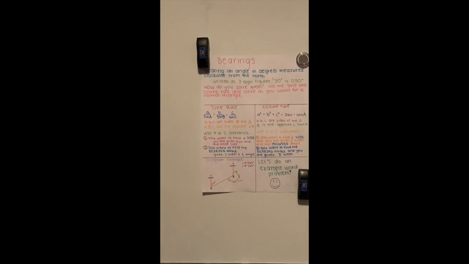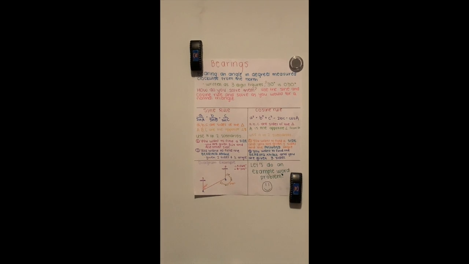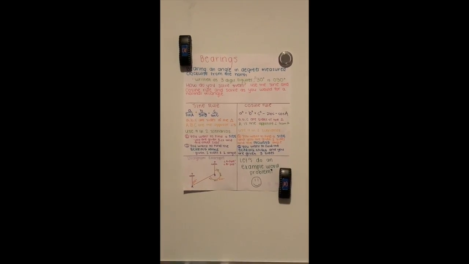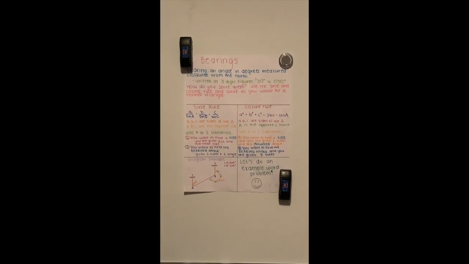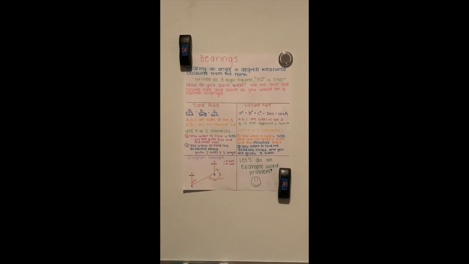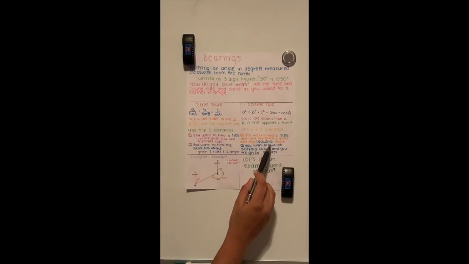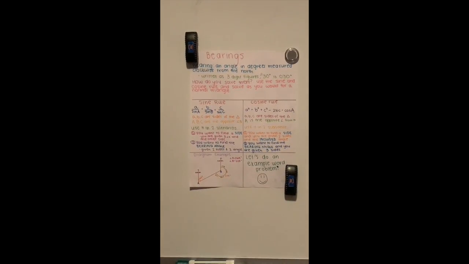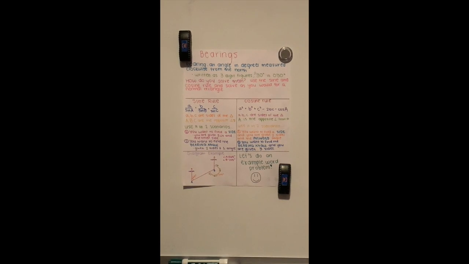For example, normally I would write 40 degrees as just 40, but as a bearing I would need to write it as 040. How do you solve problems with bearings? You use the sine and the cosine rule and solve just like you would for a normal triangle. Let's talk about the sine and the cosine rule.